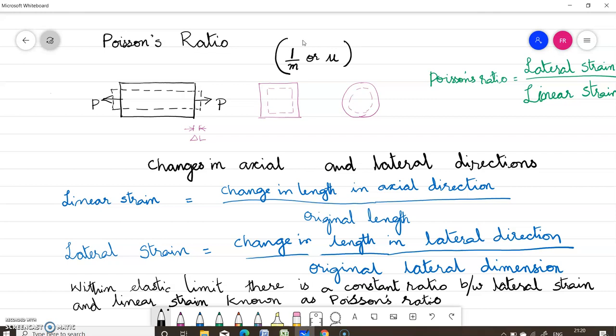For most of the metals, its value is between 0.25 and 0.33, and for steel it is 0.3. So you must remember this value. Poisson's ratio for steel is 0.3, and for concrete it is 0.15. For concrete, mu is equal to 0.15. You must know this value. For steel it is 0.3.